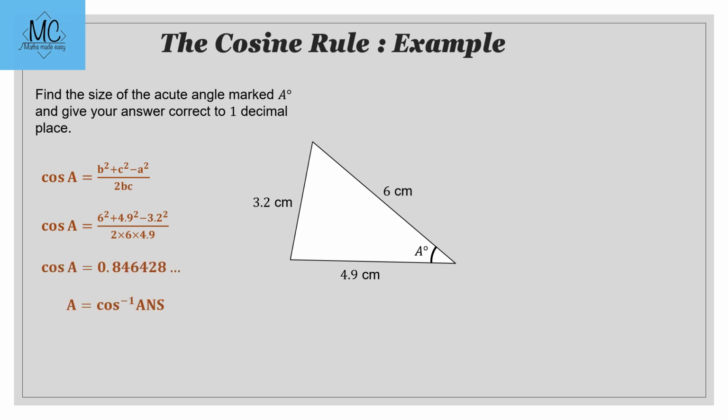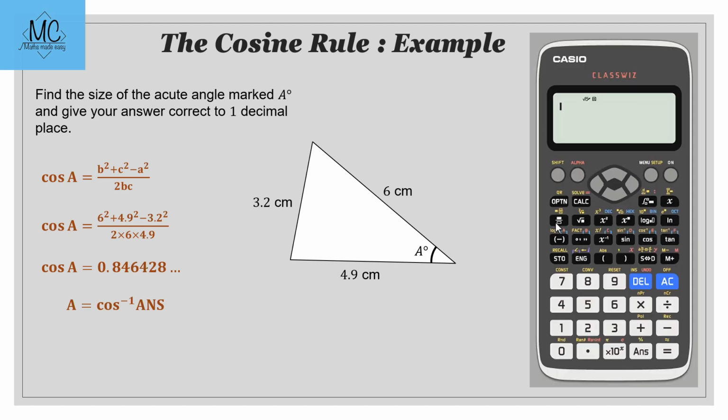You'll get this answer, and for the angle A, you have to take the cos to the other side, so it will become the reciprocal, which is cos minus 1, and the answer which is your 0.846428. Let me show you how we are going to do it in a calculator also.